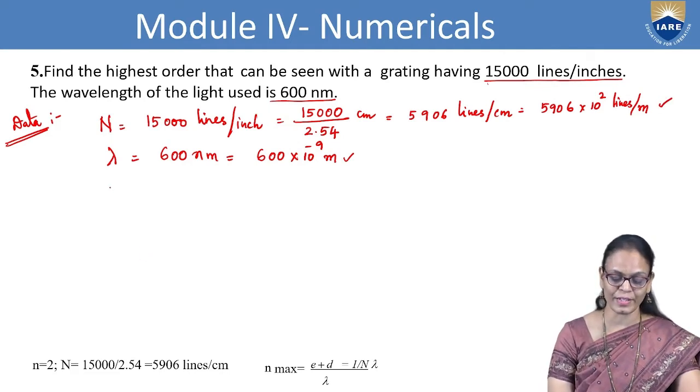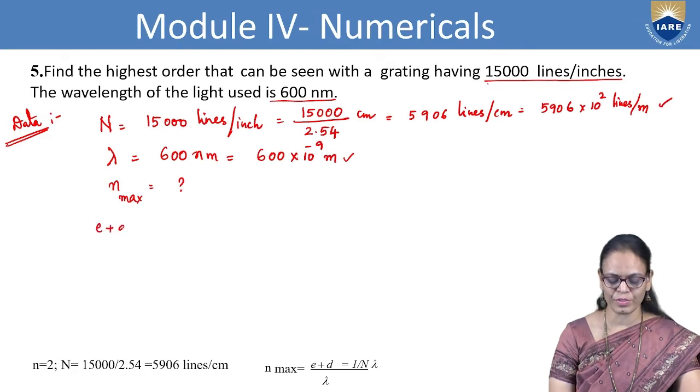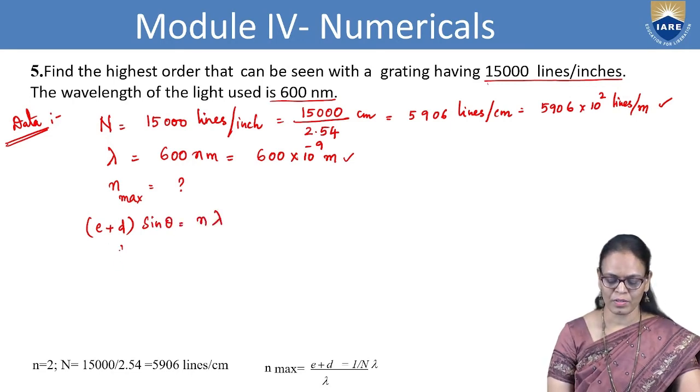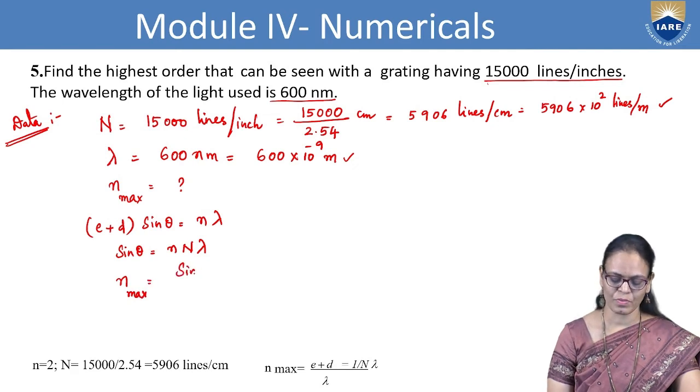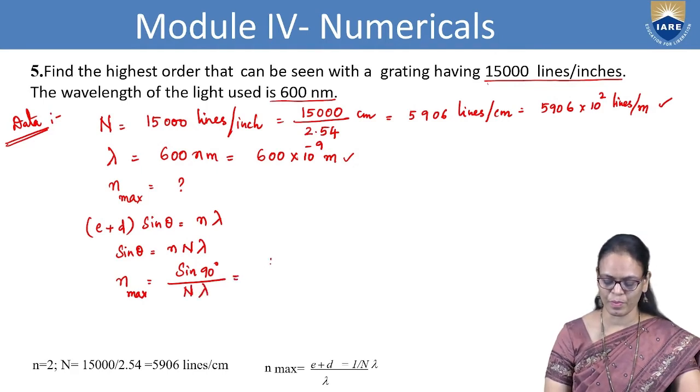Now we have to find the highest order, that means n maximum. So the same formula we are going to use, (e plus d) into sine theta is equal to n lambda, or sine theta will be equal to small n into capital N into lambda. So for n maximum, theta will be equal to 90. So sine 90 upon capital N into lambda. So this will be 1 upon N lambda.